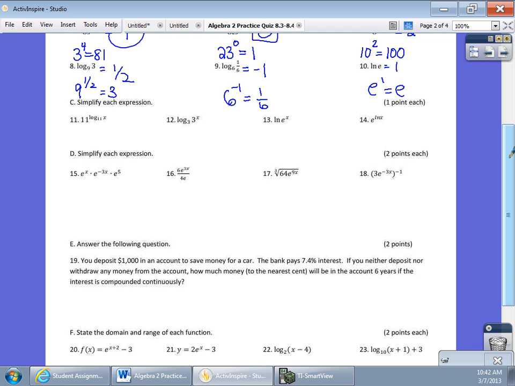Okay, over here, remember that exponential functions and logarithmic functions, as long as these numbers are the same, they're inverses of each other. So the 11 and the log base 11 cancel, we're just left with x. Similarly, log base 3 and 3 cross out, we're just left with x. Natural log of e, gone, just left with x. And e to the natural log, same deal, we're just left with x.